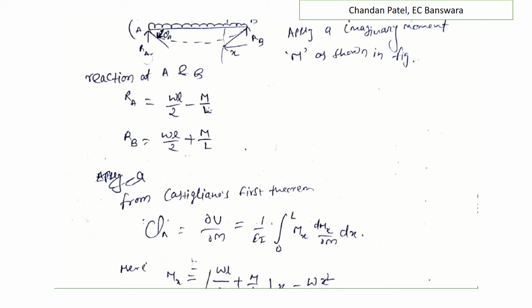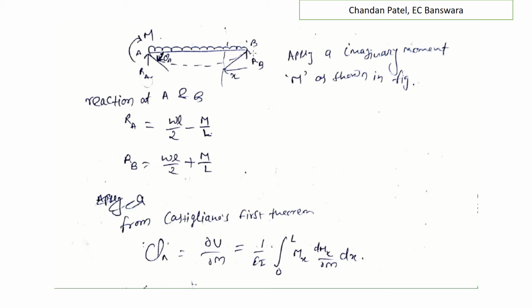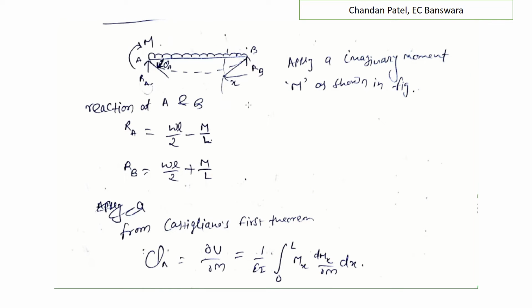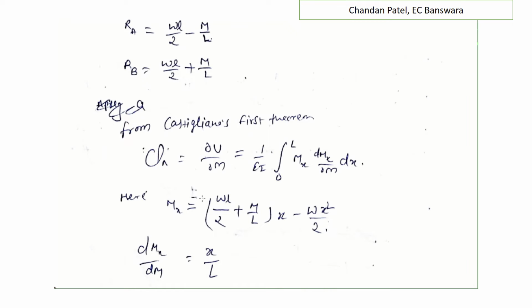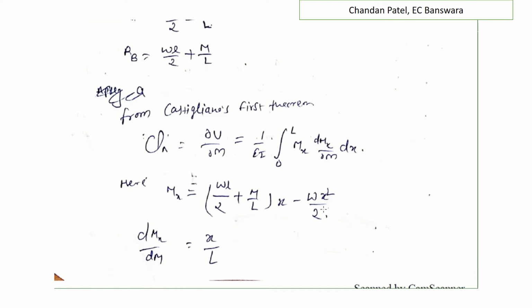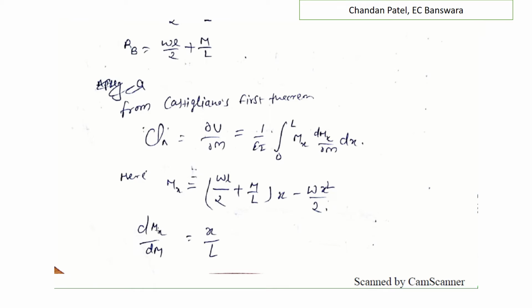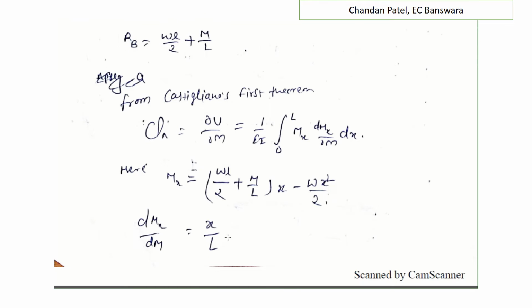Now mx, suppose there is a section at x, then RB into x, which is positive because it will be anti-clockwise direction and we go from right to left, so it will be positive. We have seen in the sign convention of bending moment diagram, for sign convention for bending moment, then mx equals to WL by 2 plus M by L into x, this is positive, and minus Wx dot x by 2. Okay, now differentiate mx, then dmx by dM equals to x by L.